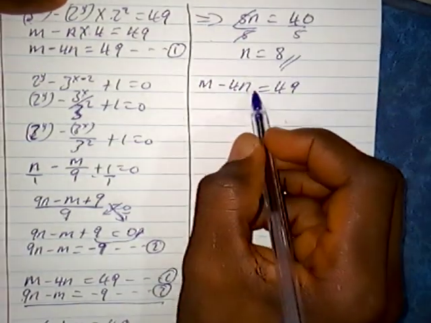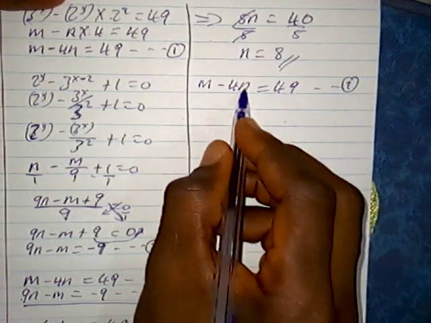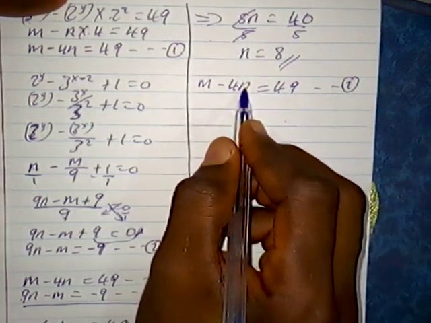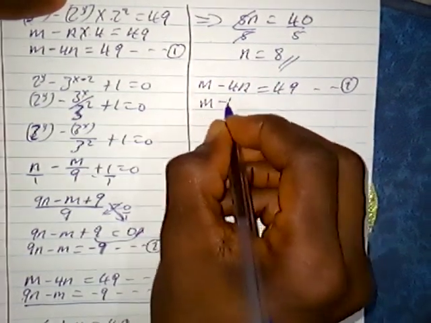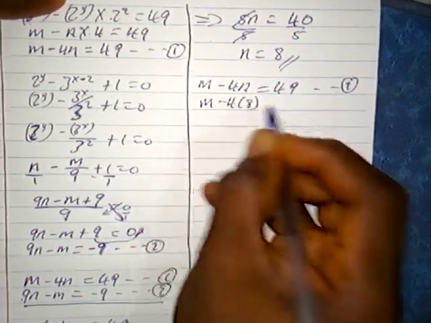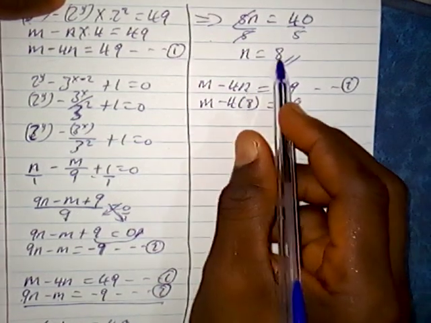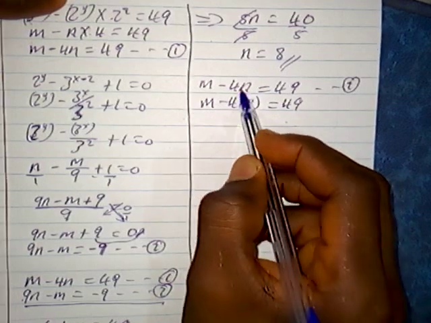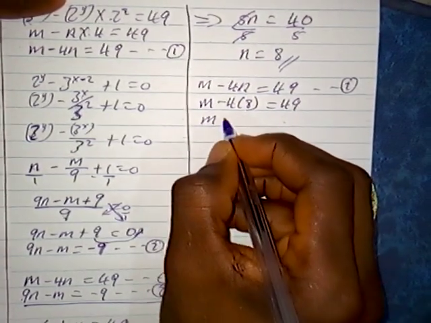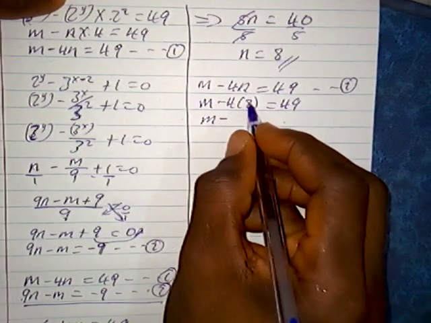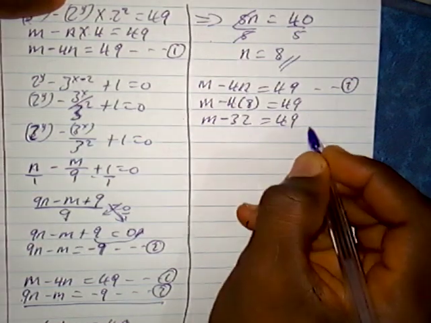49. That means when we take equation 1, anywhere we see n, we are going to put the value of n. What is the value of n? It's 8, because n is equal to 8. So m minus 4 bracket 8 is equal to 49. We no longer put n again. Now we put 8, because it's the value of n, right? That's what we call substitution. So m minus 4 times 8, which is 32, is equal to 49, right?